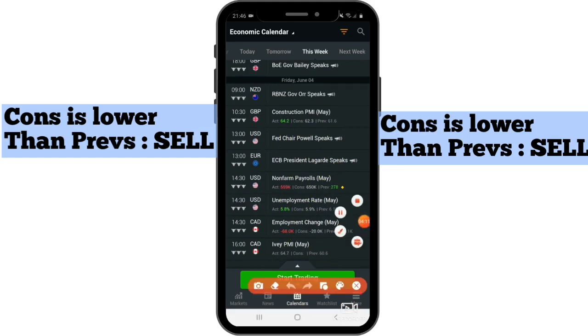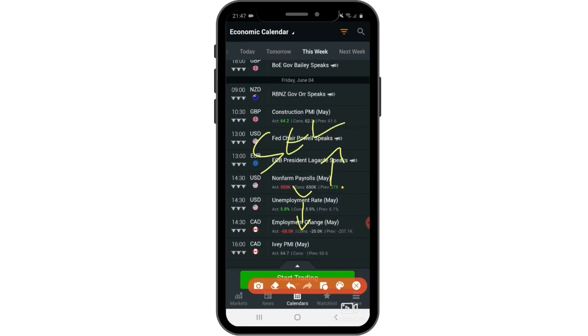I want to repeat that. If your consensus is lower than your previous, obviously your previous being higher, that means Nasdaq on NFP is going to sell. Do not worry about the actual result here. That was implying on the US dollar or USD/JPY, that's why it actually sold, but we'll deal with that later on.